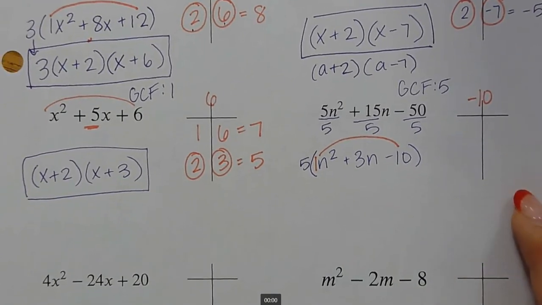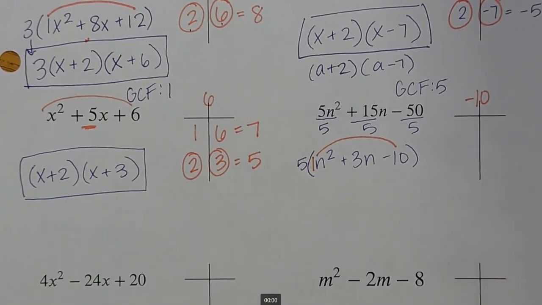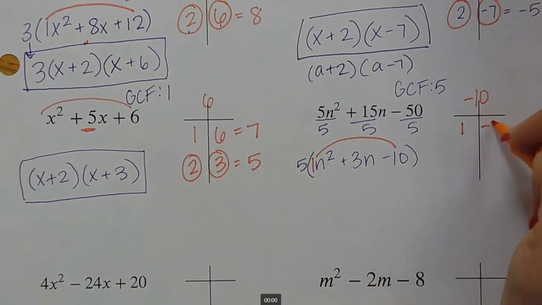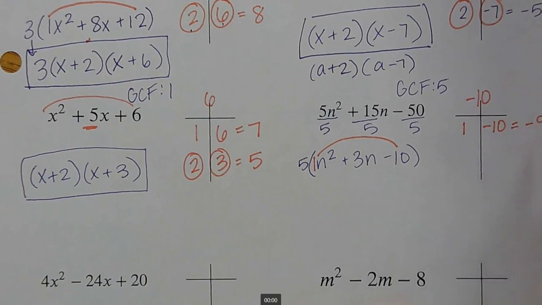Now, when I look for my factors of negative 10, they have to add to what? 3. So when I do this, I can go, well, 1 times negative 10 is negative 10, right? They have to have different signs. 1 times negative 10 is negative 10. When I add those together, 1 plus negative 10, that's negative 9. Is that what I'm looking for? No. Okay? So then I can do 2 times negative 5 is negative 10. What's 2 plus negative 5? Negative 3.